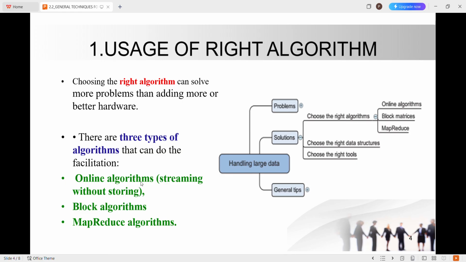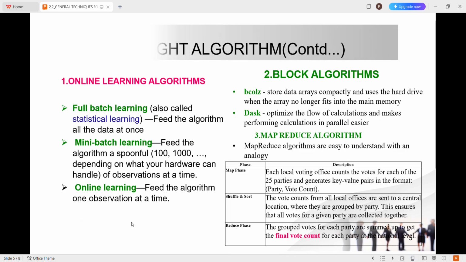It could be either the online algorithms, wherein we just go in for the streaming without storing, or execute the algorithms block by block, or we can go in for a map reduce algorithm. Now let us see one by one.